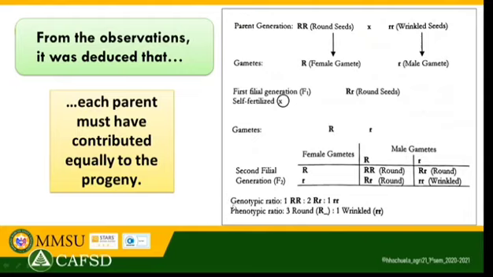Okay, that is how to compute the genotypic ratio. For the phenotypic ratio, we have 3 round, since, okay, 1, 2, 3, we just count how many round individuals are produced in the F2. So we have 3 round and 1 wrinkled from the Punnett Square. I hope you understood the discussion on the Punnett Square.